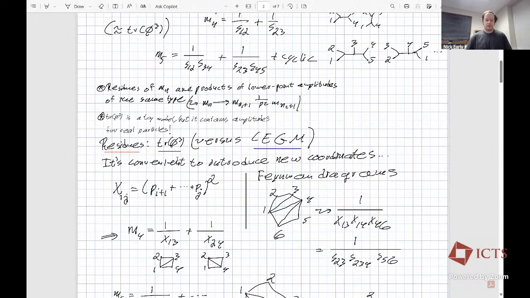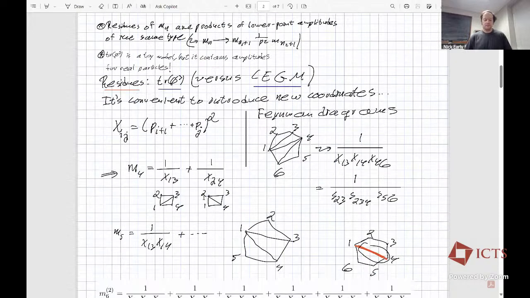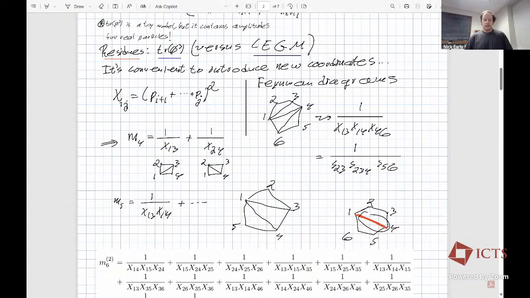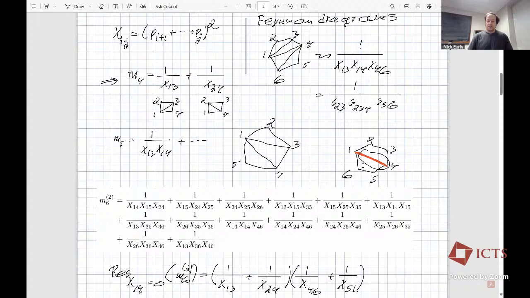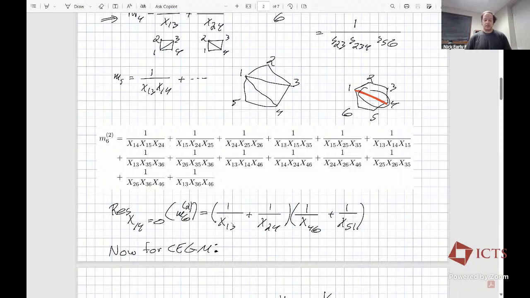So let's introduce this notation which you've seen, x_{ij}, where ij is a chord of a polygon. You build Feynman diagrams by taking the products of all the chords and so on. Now for factorization, you draw a chord and then take all of the refinements of this subdivision of the polygon that you then fill in separately, and then you get this nice factorization into a product here. Okay, now we're ready for the CGM framework.